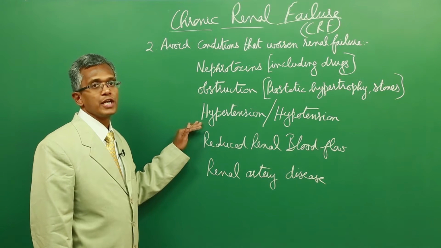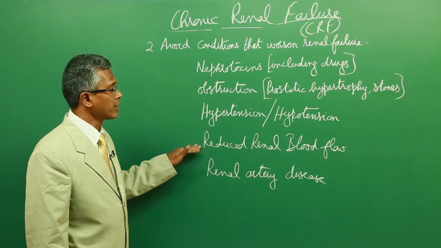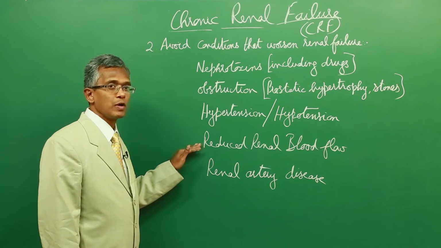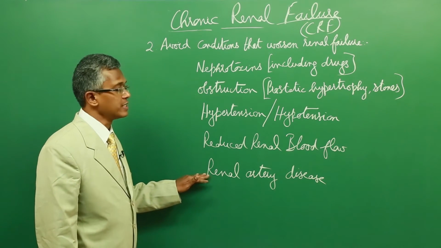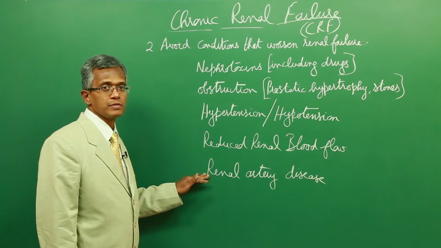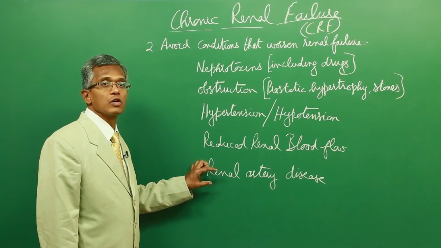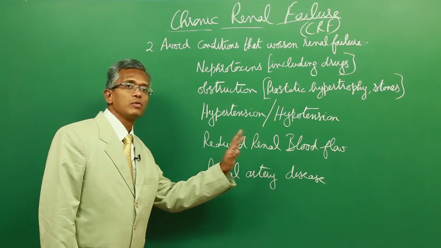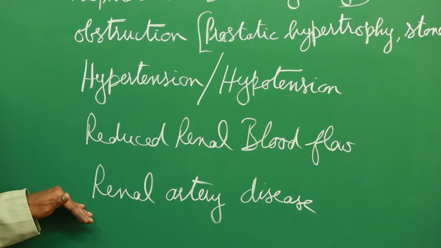Hypertension or hypotension needs to be treated to avoid worsening the renal failure. And there is reduced renal blood flow. So blood flow to the kidney can be improved by arterial renal vasodilatation. Renal artery disease should be taken care of. Either the arteries which supply the glomerulus can be dilated, or the arteries which are coming out of the glomerulus need to be constricted so that the glomerular filtration rate can be improved.